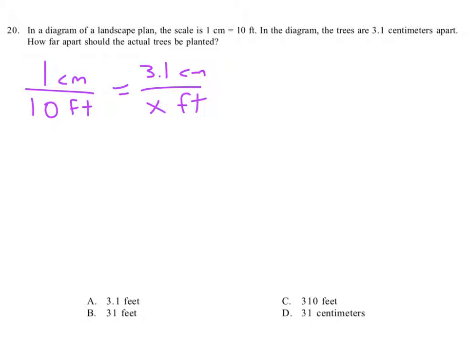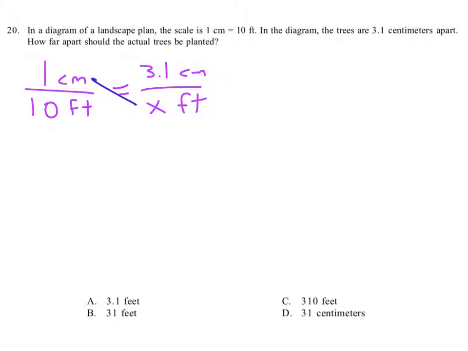Okay, because what it says is in the diagram of a landscape plan, the scale is 1 centimeter to 10 feet. And then in the diagram, the trees are 3.1 centimeters apart. How far should they actually be planted? And this is where we'll multiply diagonally.